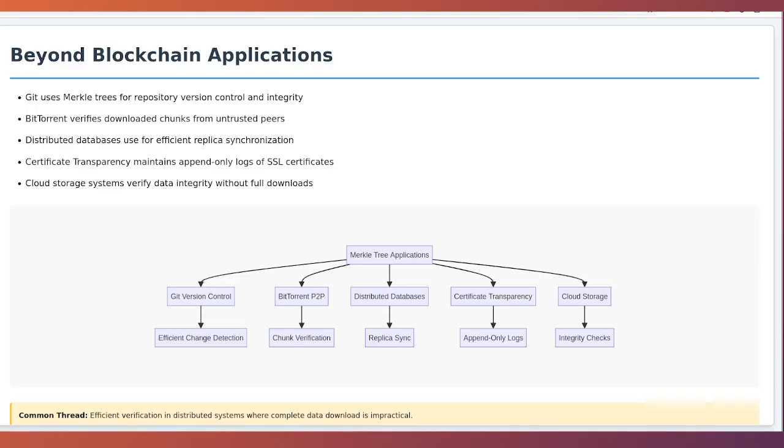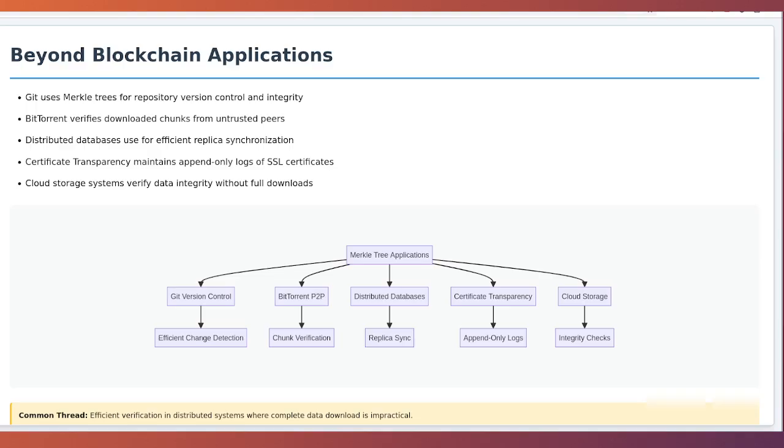Certificate transparency, a system for monitoring secure sockets layer certificates, uses Merkle trees to maintain append-only logs of all issued certificates. This allows anyone to verify that a certificate was properly logged and detect misissued certificates without trusting the certificate authorities. Cloud storage systems use Merkle trees to efficiently verify data integrity. When you upload files to cloud storage, the service can organize them into Merkle trees, allowing efficient verification that your files haven't been tampered with or corrupted without downloading everything.